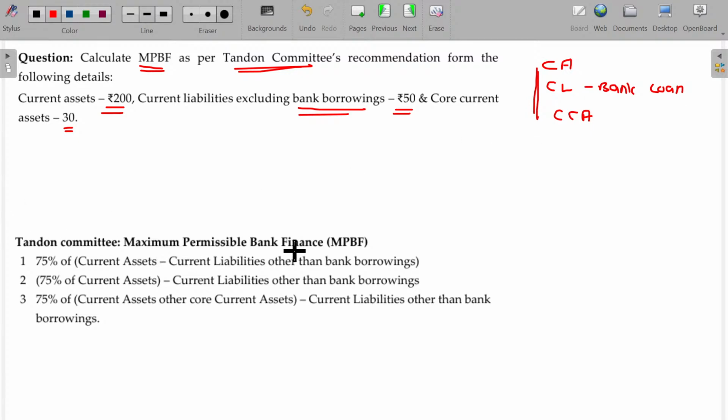Tandon committee maximum permissible bank finance: 75% of the current assets minus current liabilities other than bank finance. This is the first model. 75%. Current assets being 200, current liabilities other than bank finance being 50. Come on, what is the final value?